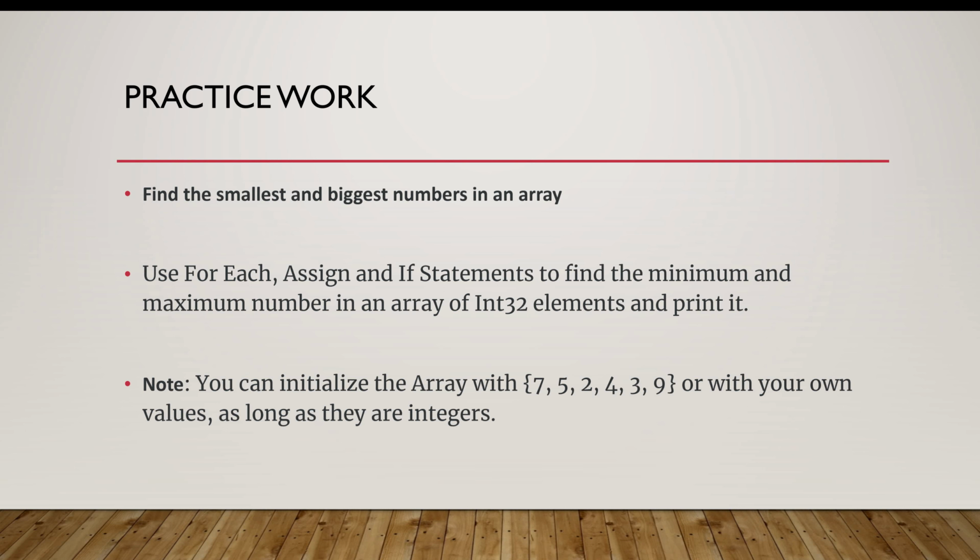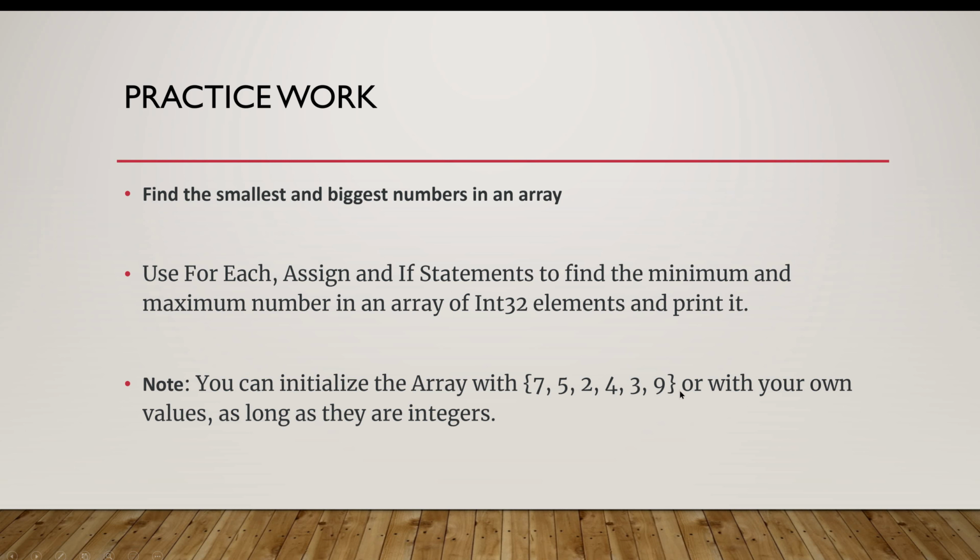Find the smallest and biggest numbers in an array. Simple. Use for each, assign, and if statements to find the minimum and maximum number in an array of Int32 elements and print it. You can initialize the array with this example array of numbers, or with your own values as long as they are integers. So I hope you got this question right. We are supposed to use for each, assign, and if activities, with a default array.